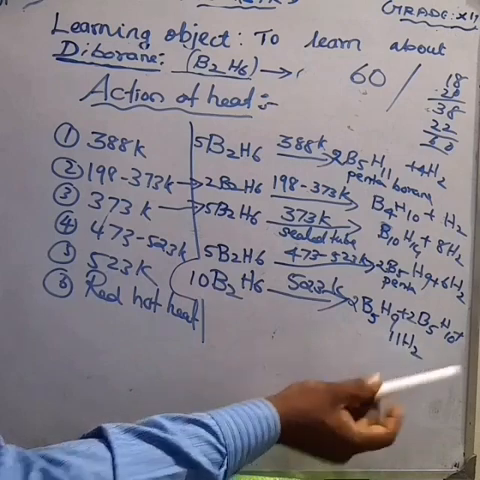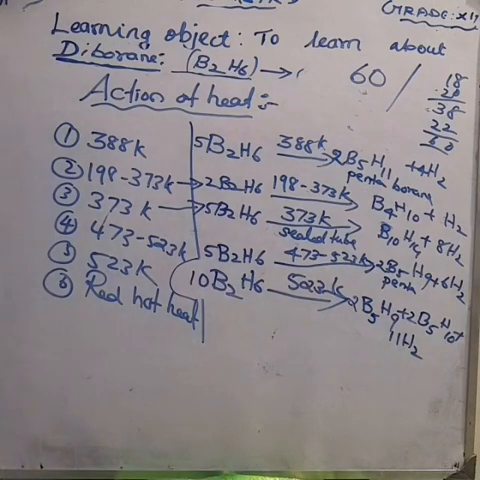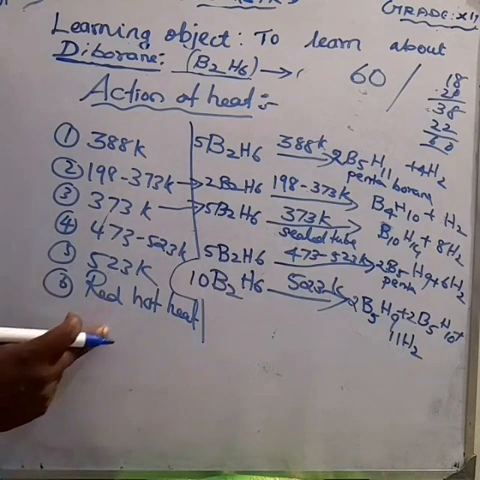Remaining we need 22. If you multiply by 11, 11 into 2 is equal to 22. Am I right? Now the equation is balanced because both sides have 60 hydrogen. Am I right? The last one is the action of heat.